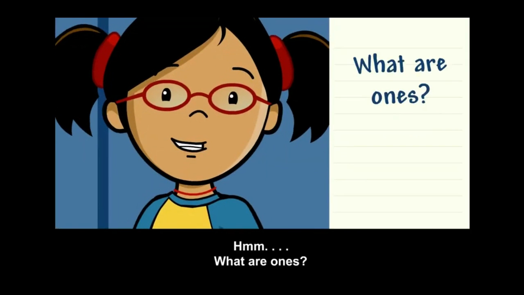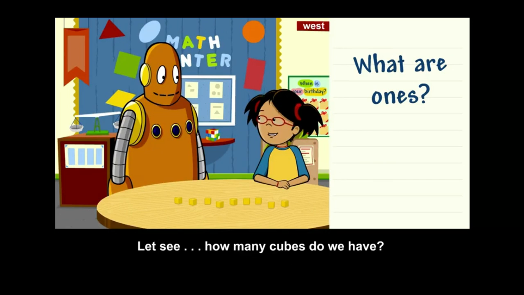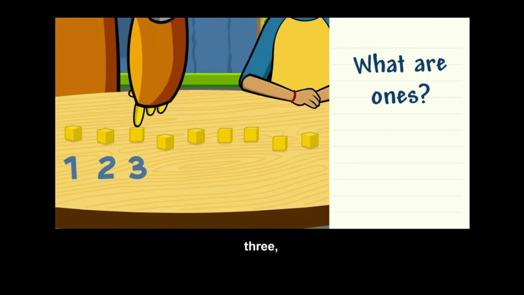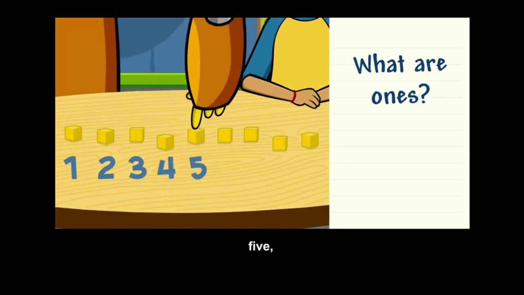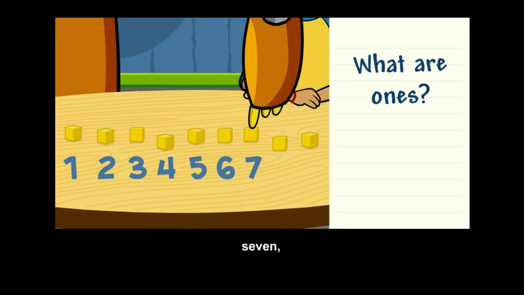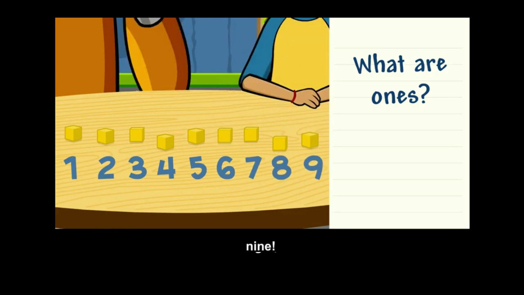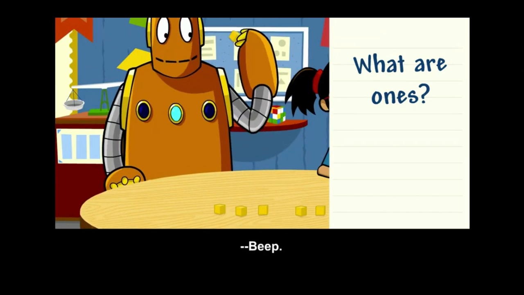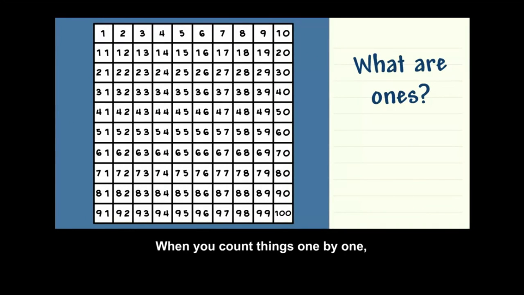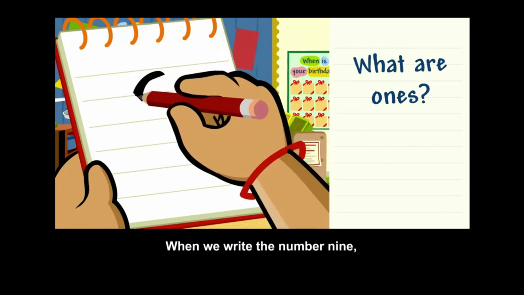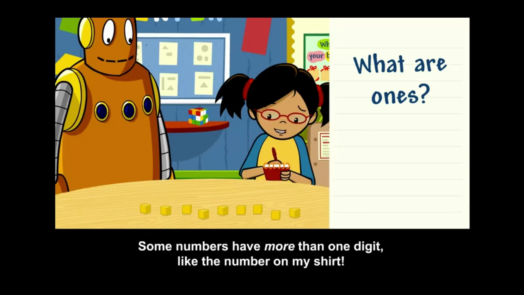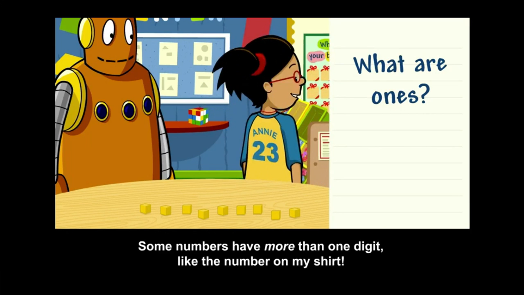What are ones? Let's see. How many cubes do we have? 1, 2, 3, 4, 5, 6, 7, 8, 9. We have 9 cubes. When you count things one by one, you count up by ones. When we write the number 9, it's in the ones place.